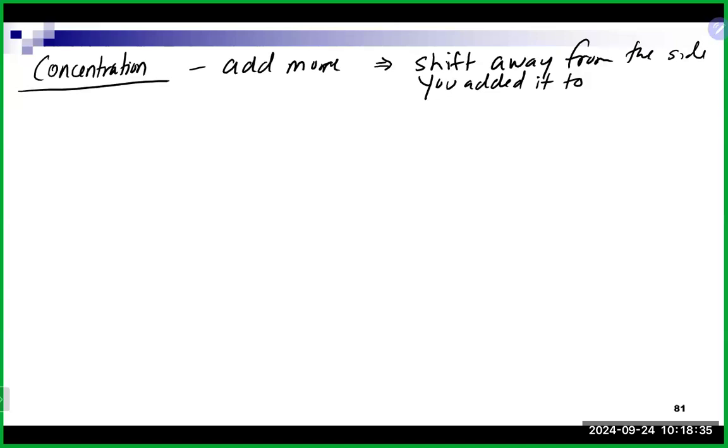So when we talk about shifting to the left, shifting to the right, we are talking about really the equation, if you will, right?